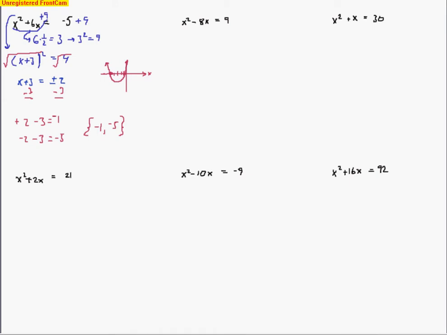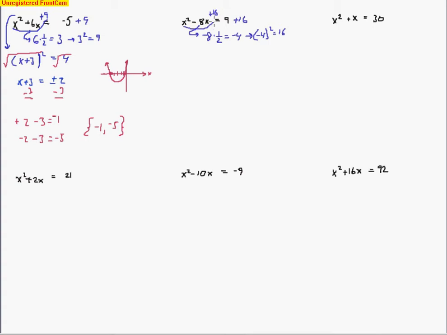Let's take a look at our next one. Same thing, you're just taking half the b term, finding what two numbers add to make negative 8. And they both have to be the same number. Well, that's just negative 4. Well, you take that negative 4 and you square it, and that gives us 16. So that's the number you end up having to add to both sides.